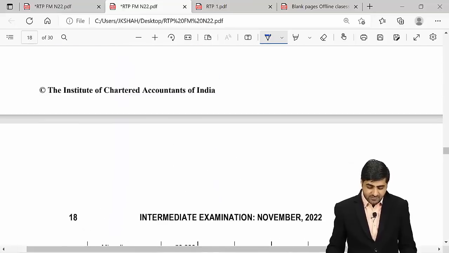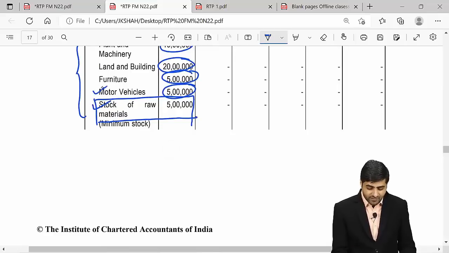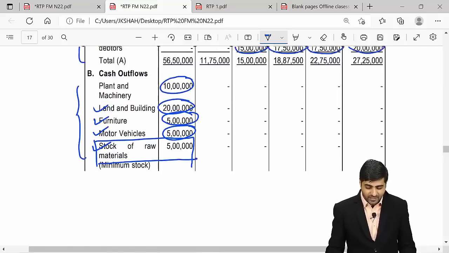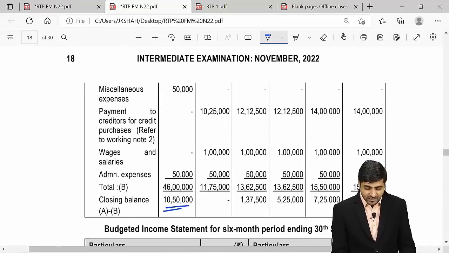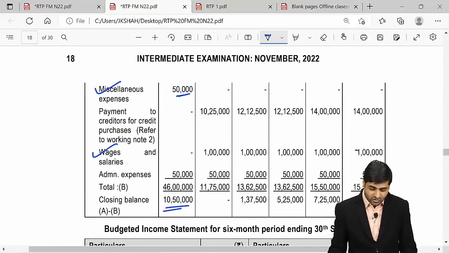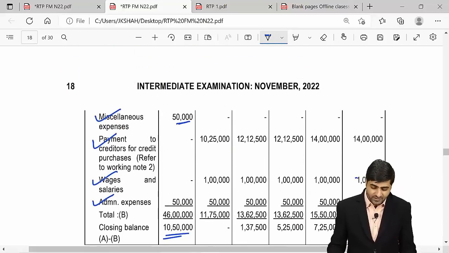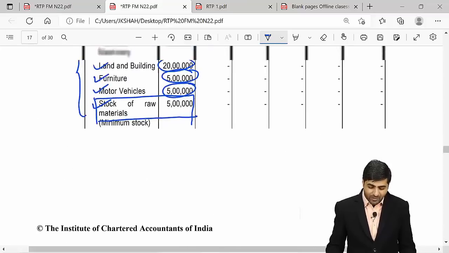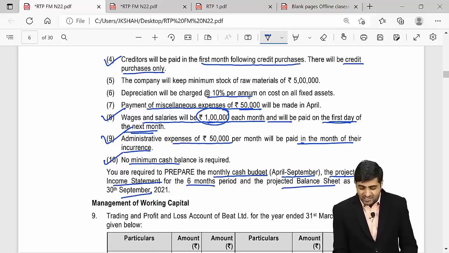See, here it is mentioned that we have taken stock of raw material, we have taken motor vehicles, furniture, land and building, plant and machinery, all these are your fixed assets. Then we have miscellaneous expenses of rupees 50,000 also. Then there is wages and salaries also. And also at the same time we have considered administrative expenses, and this payment to creditors is also taken into consideration.